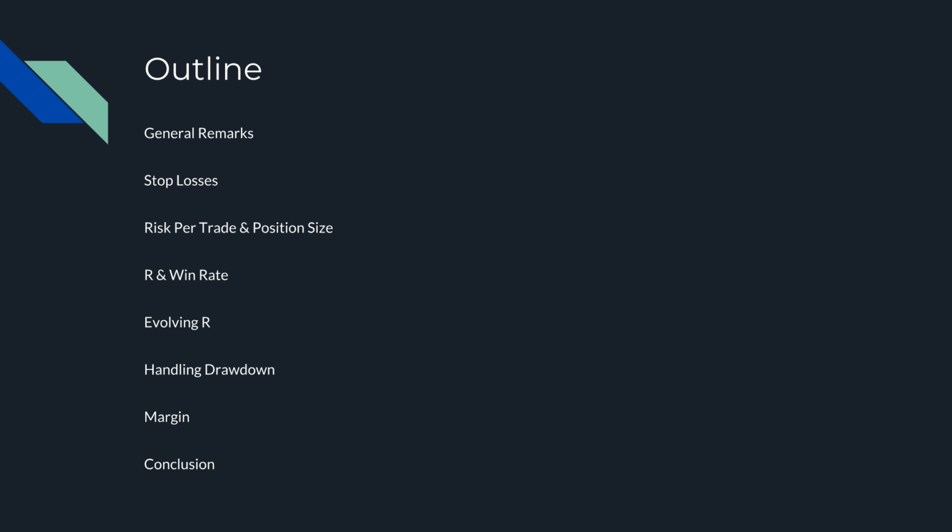So here's how we're going to break down the lesson. We're going to start with some general remarks, as we usually do, about this area of study. We'll then move to cover stop losses. Then we'll cover risk per trade and position size together. We'll cover the concept of R and win rate together. Having done all the mathsy stuff, we'll cover evolving R as a concept, which is Trader Dante's concept. Then we'll talk a bit about drawdown, margin trading, and then round off and conclude.